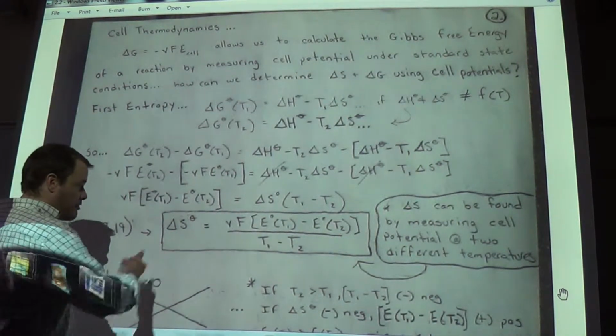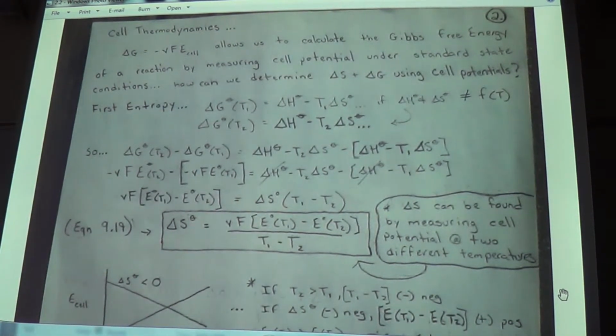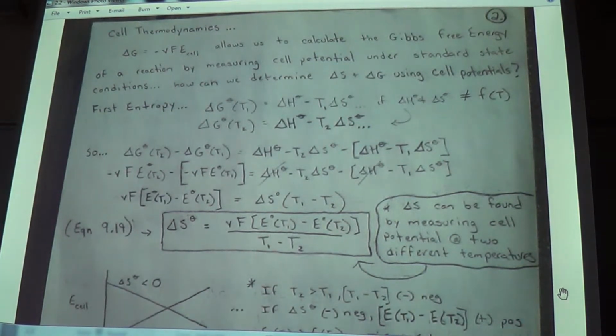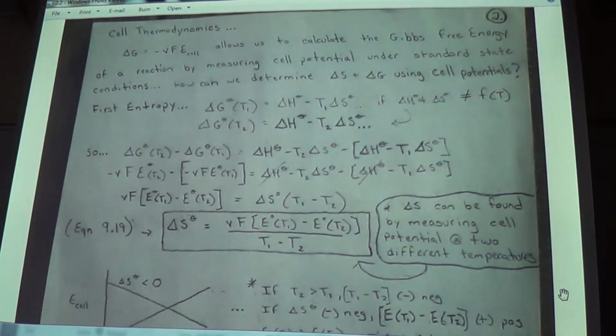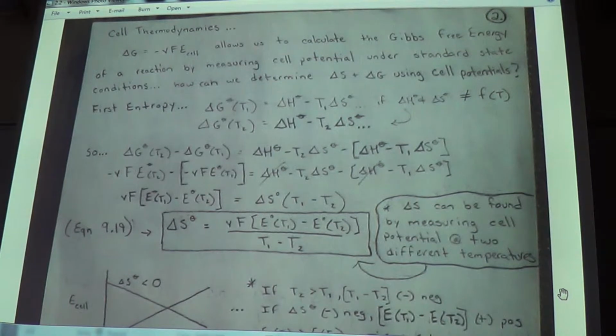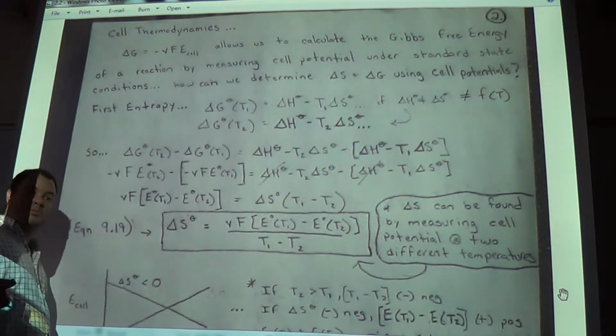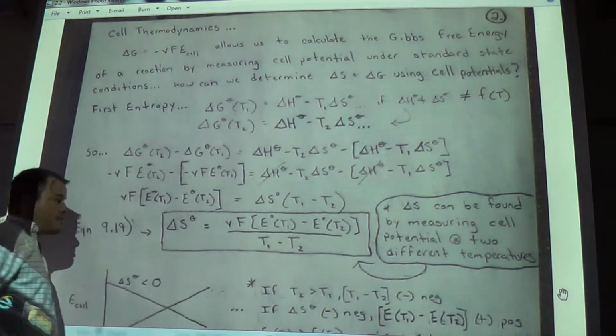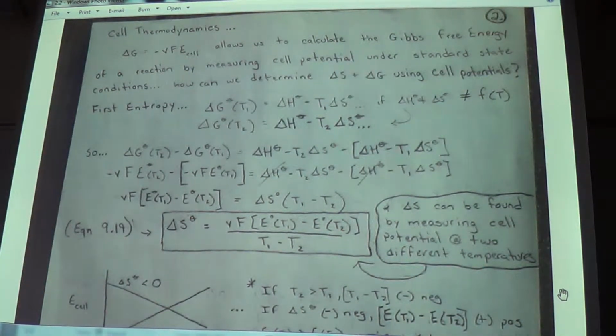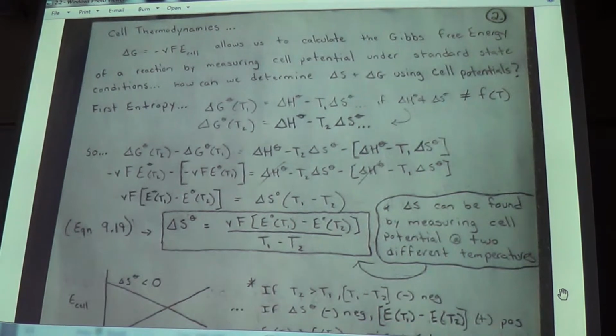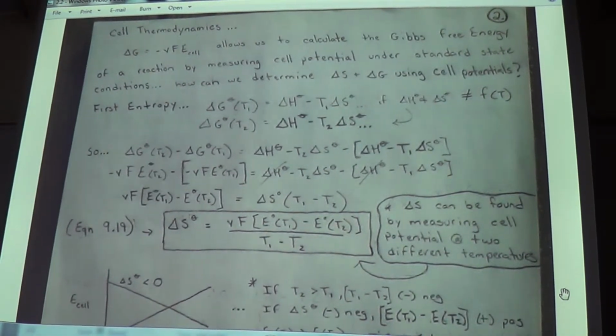So to figure out delta S for a reaction, you can throw all the reactants in standard state and measure the cell potential at a particular temperature. Run the same reaction at a second temperature and figure out what the cell potential is. And then just simply plug in this equation: VF times E of T1 minus E of T2, divided by T1 minus T2, is your delta S for the reaction. Pretty simple.